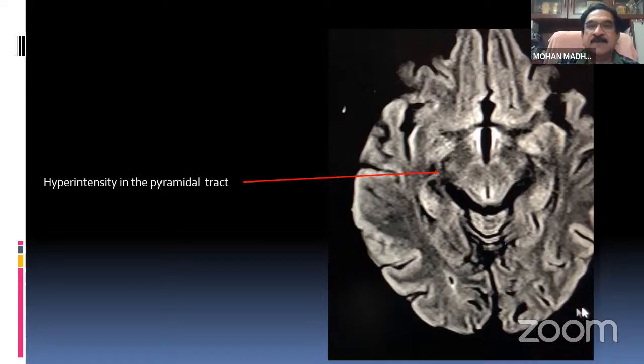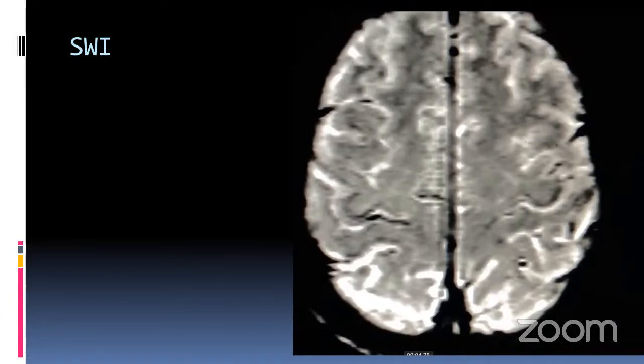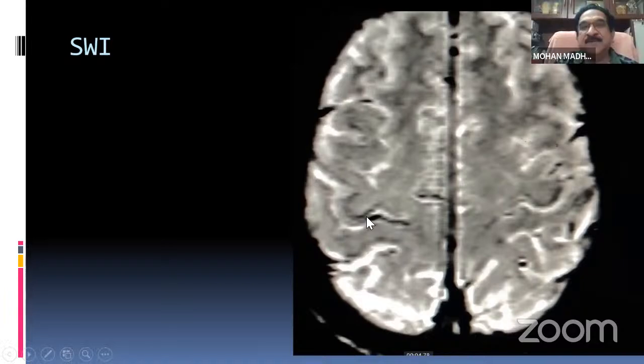So now look at this picture. I'm showing the same picture which I showed earlier, but as a static picture. Any abnormality which you could make out? Would anyone want to make a comment on this SWI? Sulcal hyperintensity, some hyperintensity. Blooming there. Linear pattern. Sulcal. That can be sulcal hyperintensity, maybe due to the vein.